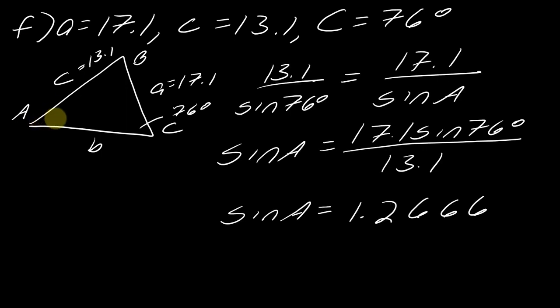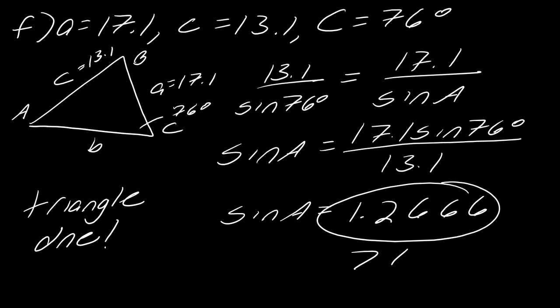So the angle that would make sense here would be angle A. So in this case, when I go through, I get sine of A equals 1.2666. I get this whole decimal. All right, what do we do? So this number, 1.2666, is greater than 1. The triangle, therefore, does not exist. We are done. We don't have to do any more work. We are good to go.